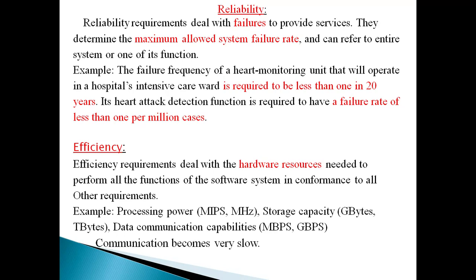The next is efficiency. This is the requirement where we deal with hardware resources needed to perform all the functions of the software system in conformance to all other requirements. Examples: processing power, storage capacity, and data communication capabilities, and communication becomes very slow.